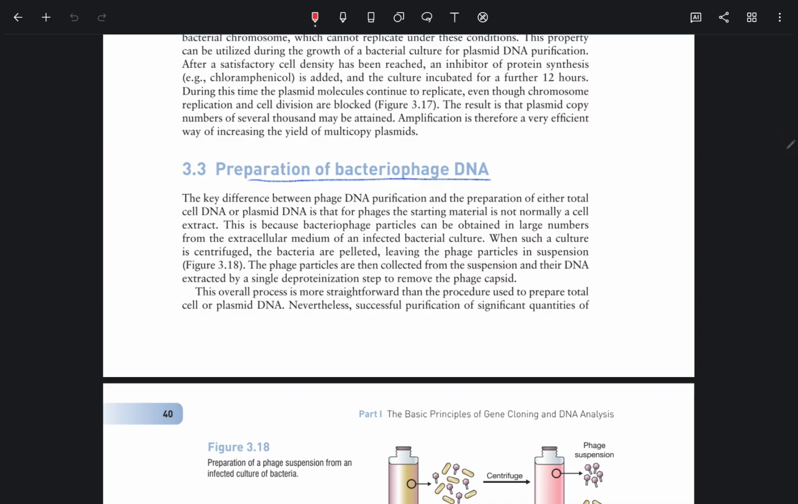Preparation of bacteriophage DNA. The key difference between phage DNA purification and preparation of either total cell DNA or plasmid DNA is that for phages, the starting material is not normally a cell extract. This is because the bacteriophage particles can be obtained in large numbers from the extracellular medium of an infected bacterial culture.